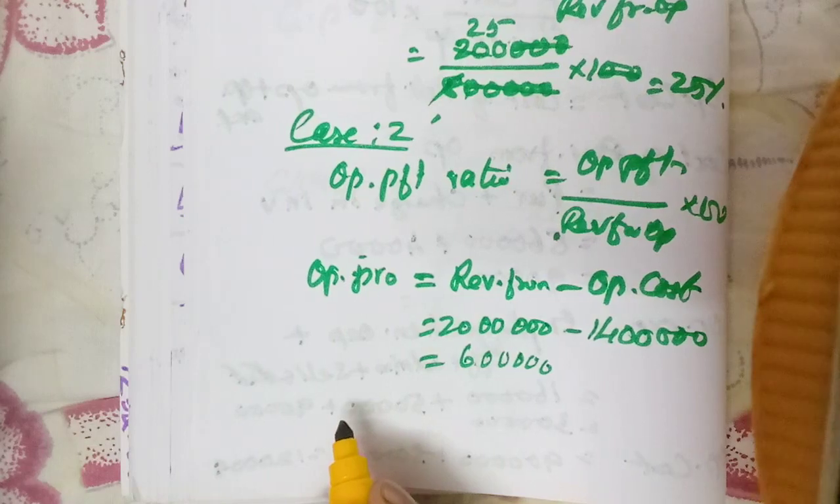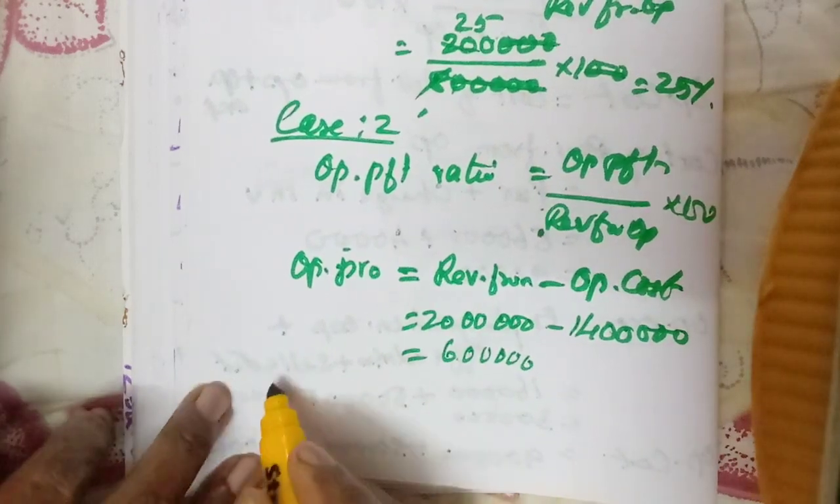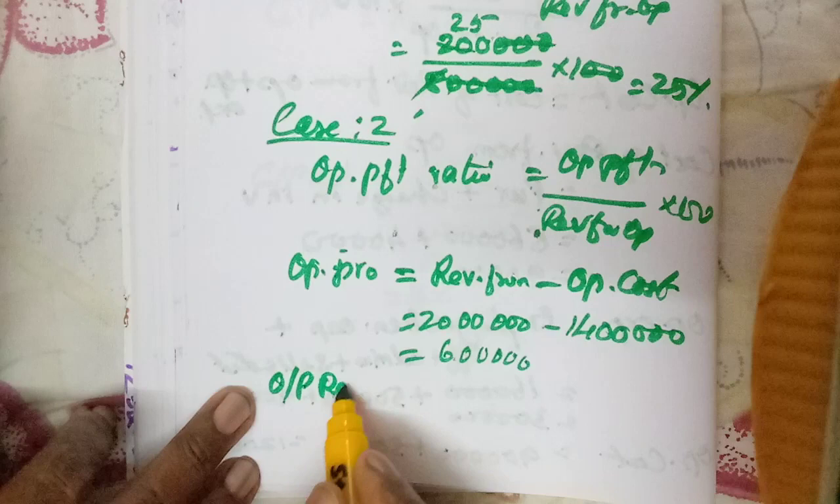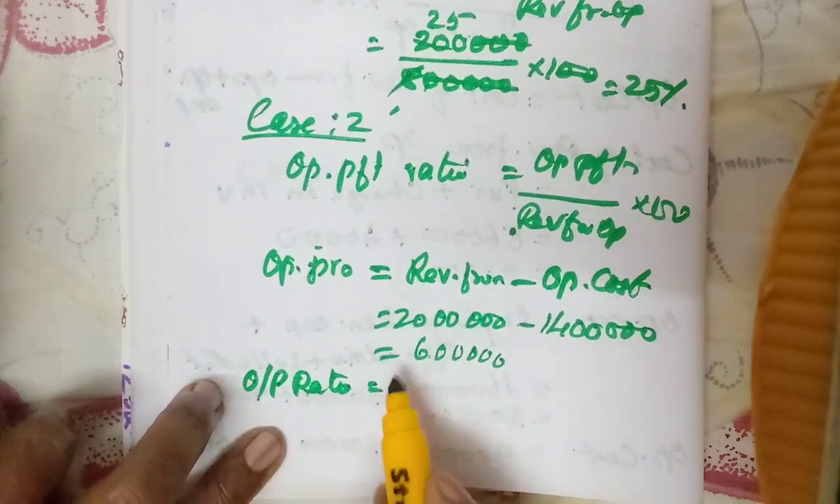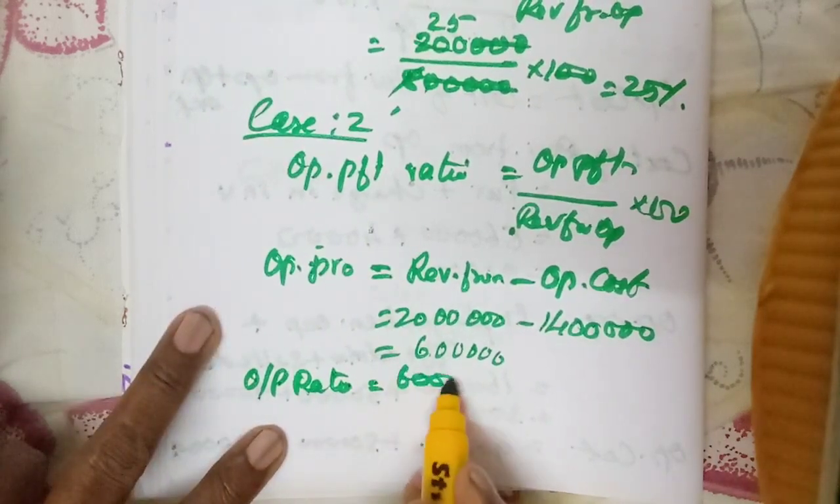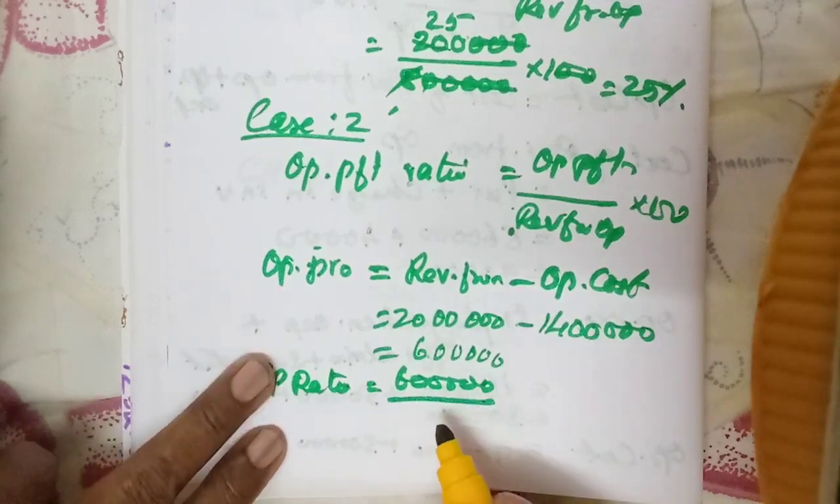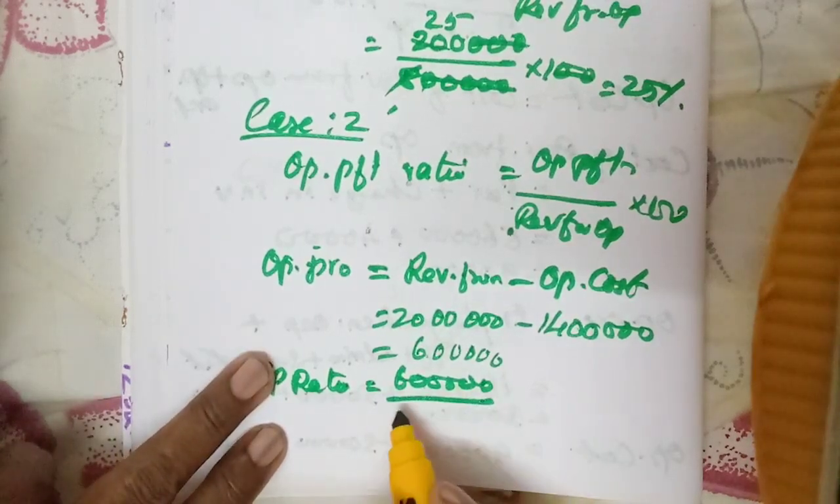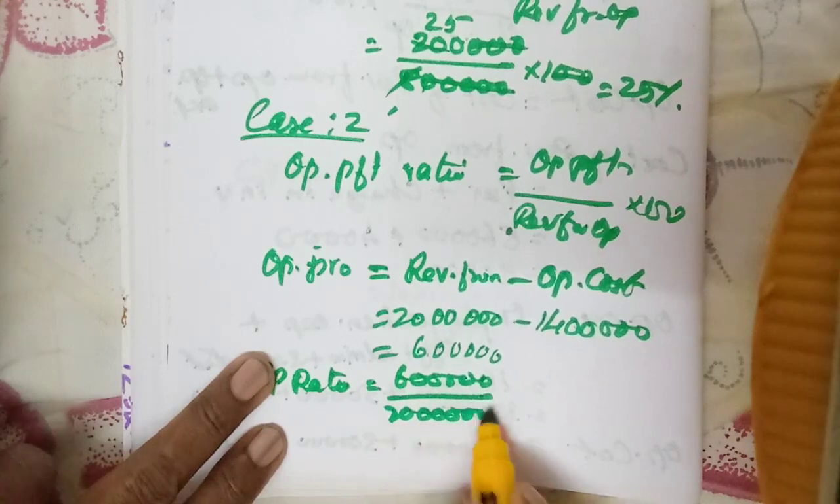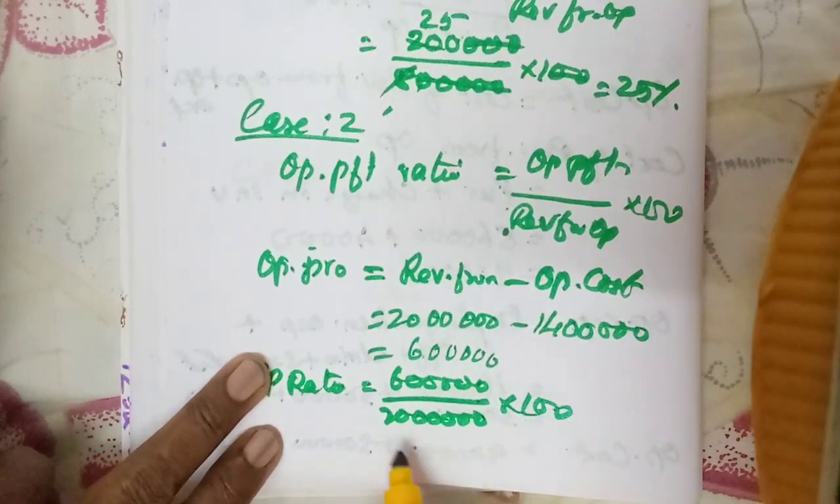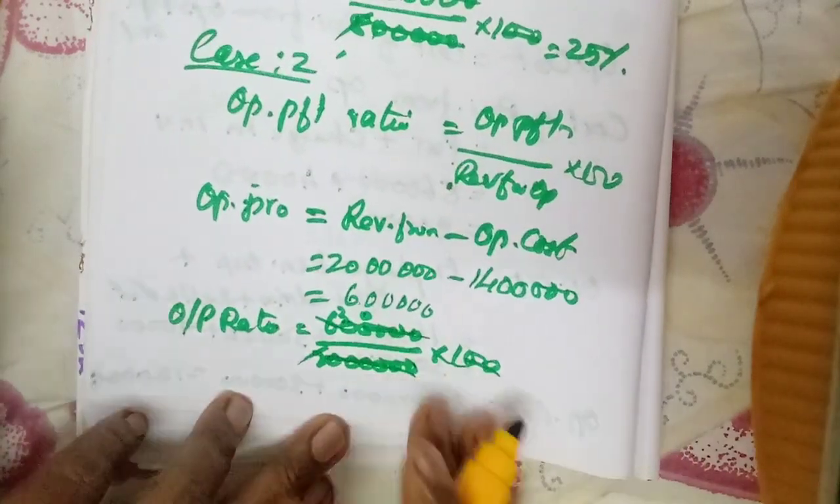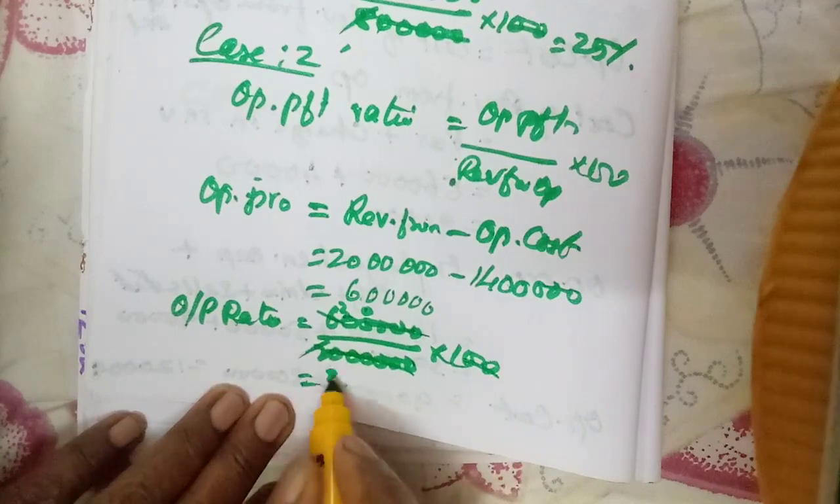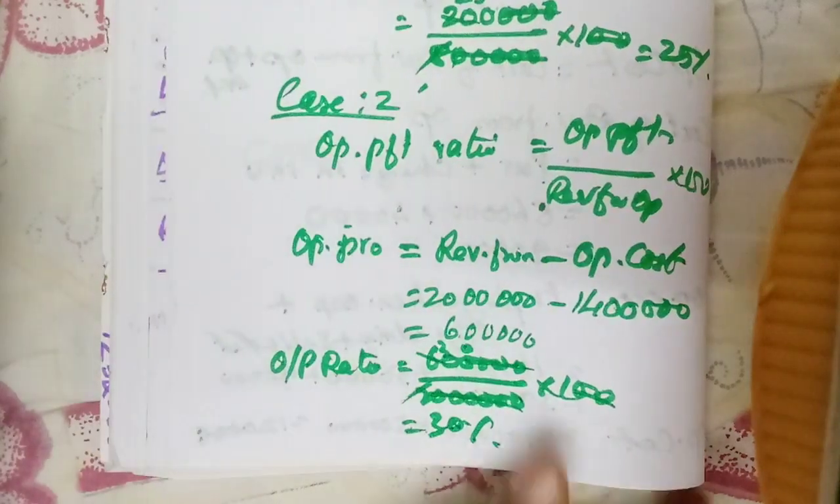So 6 lakh is the operating profit. Now we have to calculate the operating profit ratio. Here the operating profit is 6 lakh, divided by revenue from operation 20 lakh, into 100. 6 0, 2 3s are 6, 30, isn't it? 30%. Okay, then case 3.